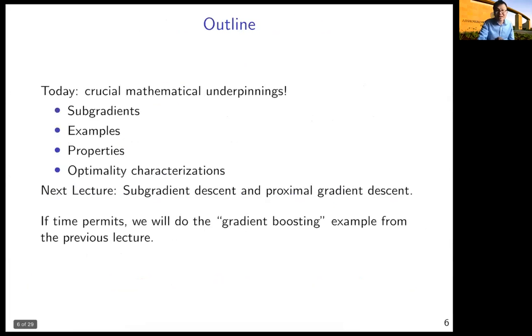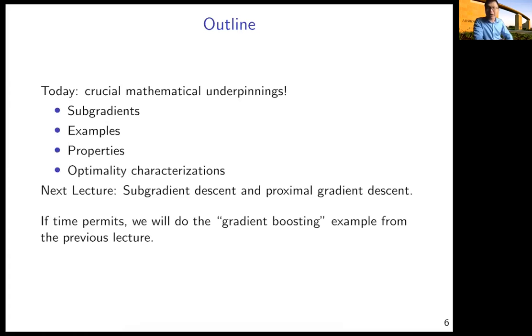So today's lecture is going to be about subgradients. We're going to be talking about a family of new mathematics from convex analysis that will allow us to solve a much larger family of problems in convex optimization. We're going to be talking about the definitions of subgradients. We're going to give a lot of examples.